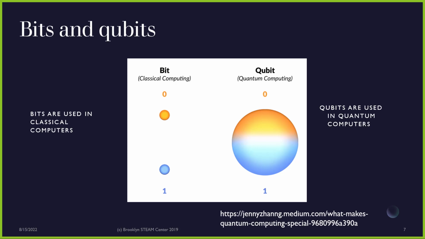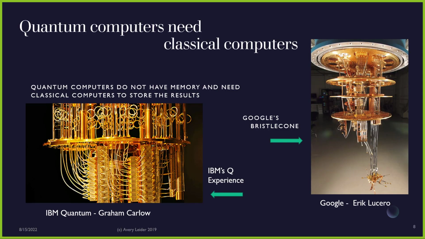Bits and qubits. Bits are used in classical or ordinary computers and are value 0 or 1. Qubits are used in quantum computers and are value 0, 1, any value in between 0 and 1, or both 0 and 1 at the same time. This includes -1. Quantum computers need classical computers. Quantum computers do not have memory and need classical computers to store the results.